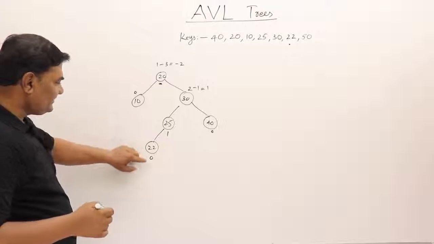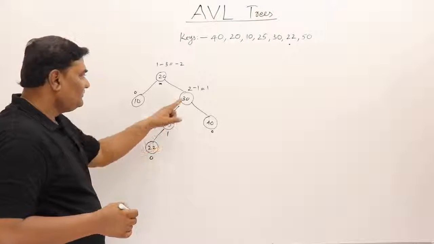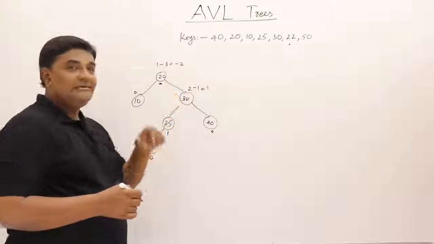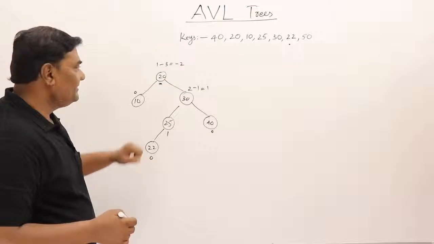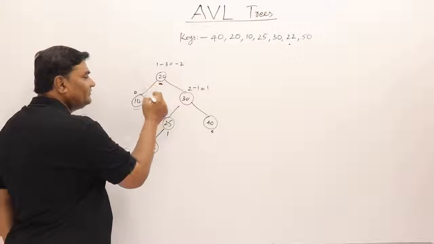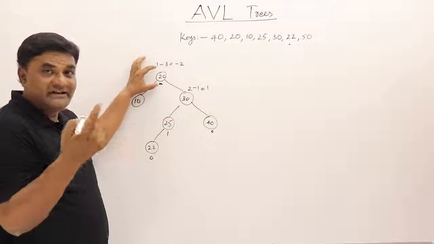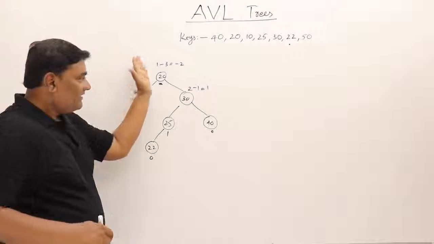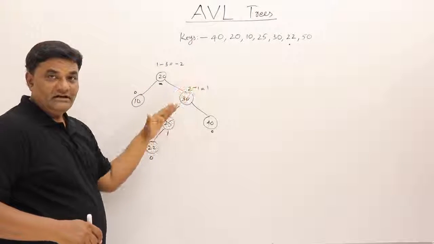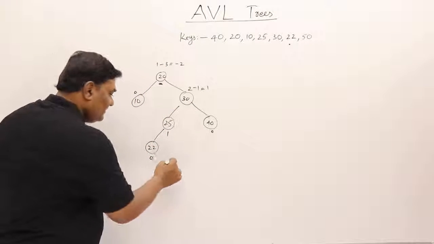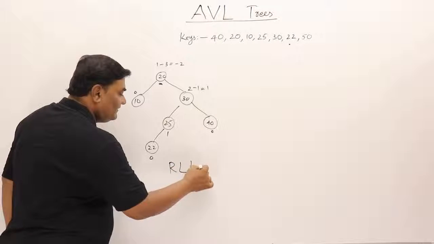All are balanced only. You see 0, 0, 0, 1, 1. And that became minus 2. So this node became imbalanced. Now one thing to observe. According to this, where is the insertion done? Right, left, left. R, L, L.